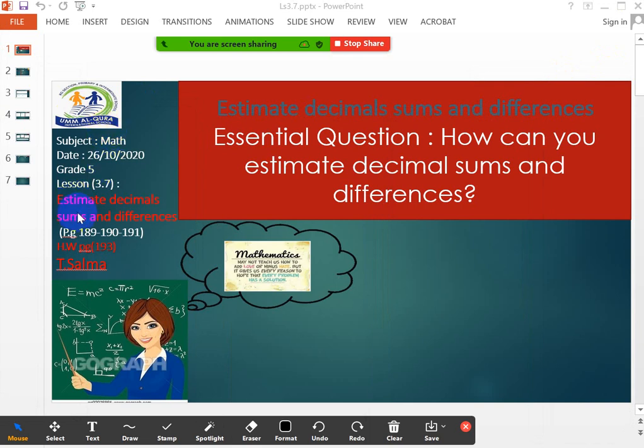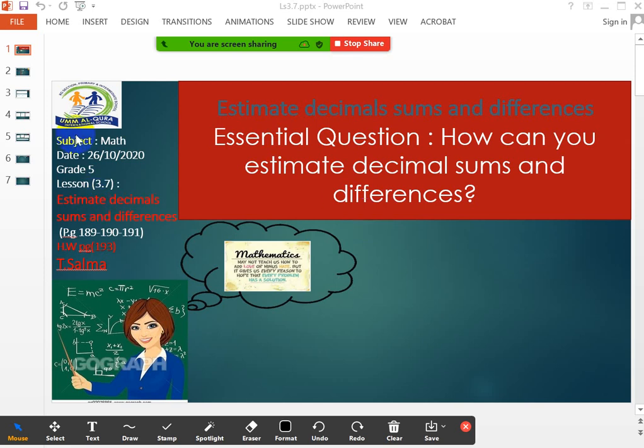Please, girls, bring your books and open them on page 191. Today we will continue our lesson. Girls, yesterday we talked about how to estimate decimal sums and differences, how I will estimate the sum and difference of decimal numbers. So today we will continue our lesson. We will solve exercises on page 191 with your help. So please bring your books, open your books and prepare yourselves.